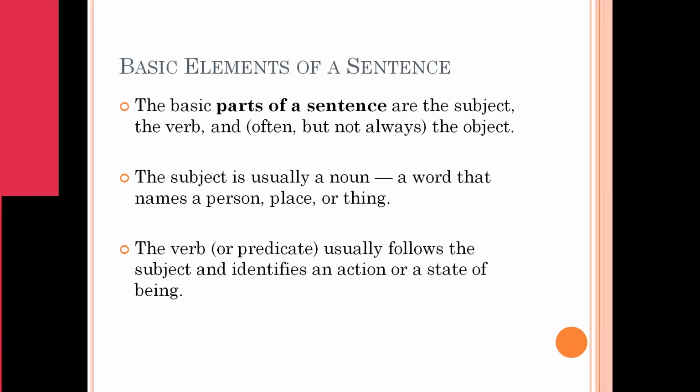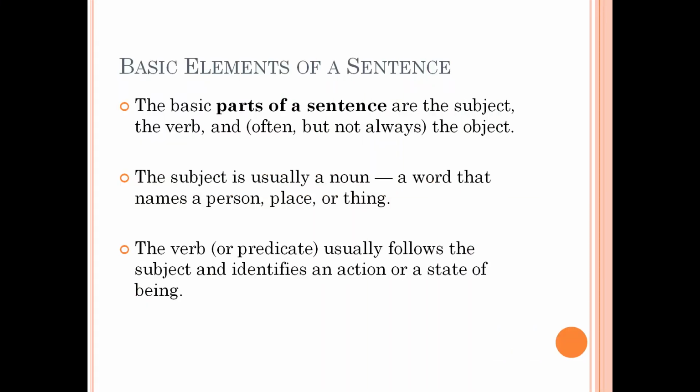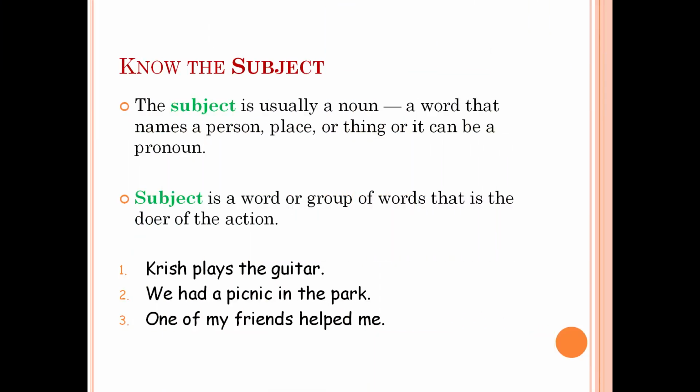Here I would like to draw your attention towards some basic elements of a sentence that you usually find in the sentences around you. As we discussed earlier also, the basic parts of a sentence are the subject, the verb, and often but not always the object. What is a subject? The subject in English grammar is usually a noun. That's a word that names a person, place, or thing. Or it can be a pronoun.